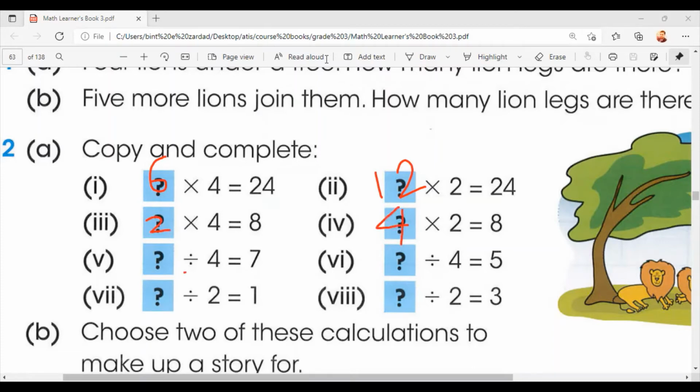Divide. You know we are talking about divide, so we will bring it here. 4 multiplied 7 also 28. 2 multiplied 1 equals 2. 4 multiplied 5 equals, bring 4 here. 4 5 times equal 20. And 2 multiplied 3 equals 6.